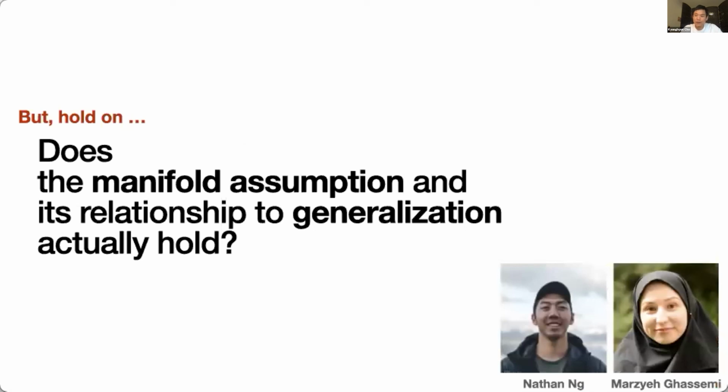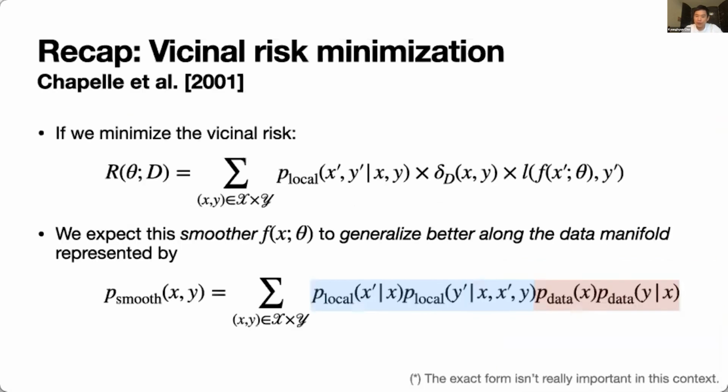So there is one final part, but I think I'm running out of time, but I'm going to quickly go over it. We wanted to answer this question that I think we should have answered much earlier. That is, does the relationship between the manifold assumption and generalization actually hold? If you recall, I said earlier that if we have a classifier that is smoother over the data manifold, it's going to generalize better along the data manifold. But is this true?